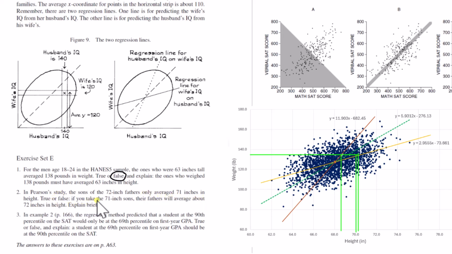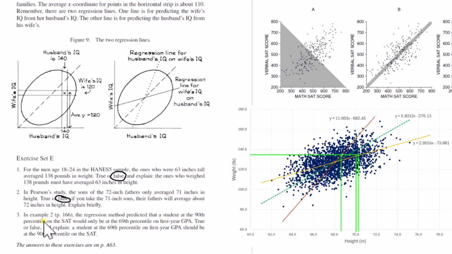So now they're saying, okay, if we stayed with that 71-inch sons, that's the y-axis, and took that as the independent variable, would the fathers average that same height that we just looked at with respect to the x-axis, the independent variable? No. And so this is above average. It's going to be this. We know the fathers are going to be less than 72 inches in that case, the average. So false.